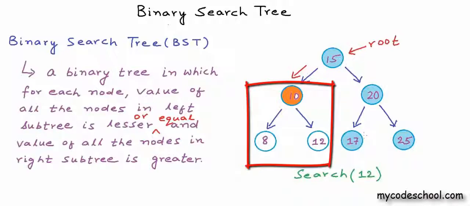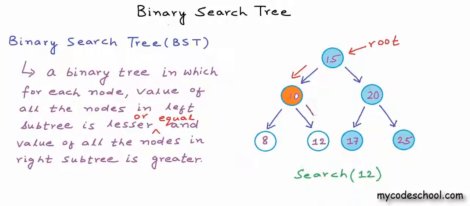So we have reduced the search space to only these 3 nodes having values 10, 8 and 12. Now once again we'll compare 12 with 10. We are not equal. 12 is greater. So we know that we need to go looking in the right subtree of this node with value 10. So now our search space is reduced to just 1 node. Once again we will compare the value at this node and we have a match.